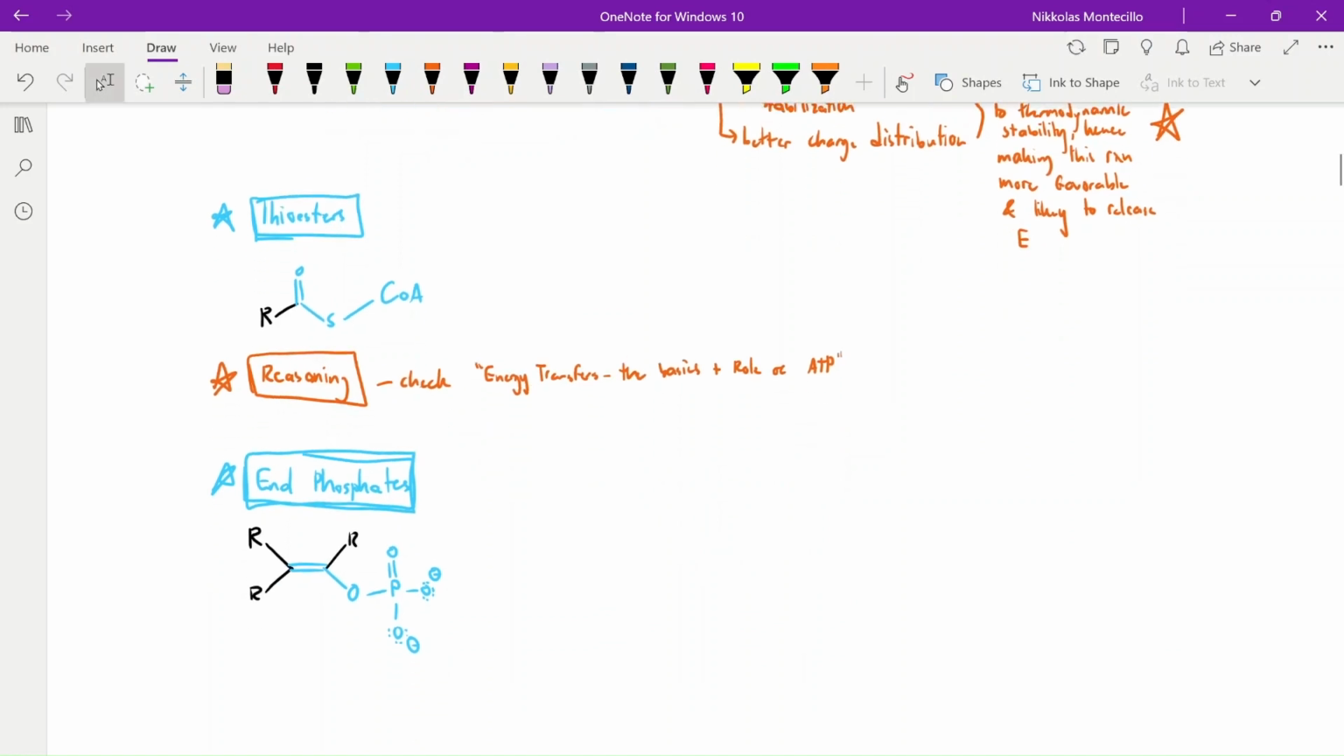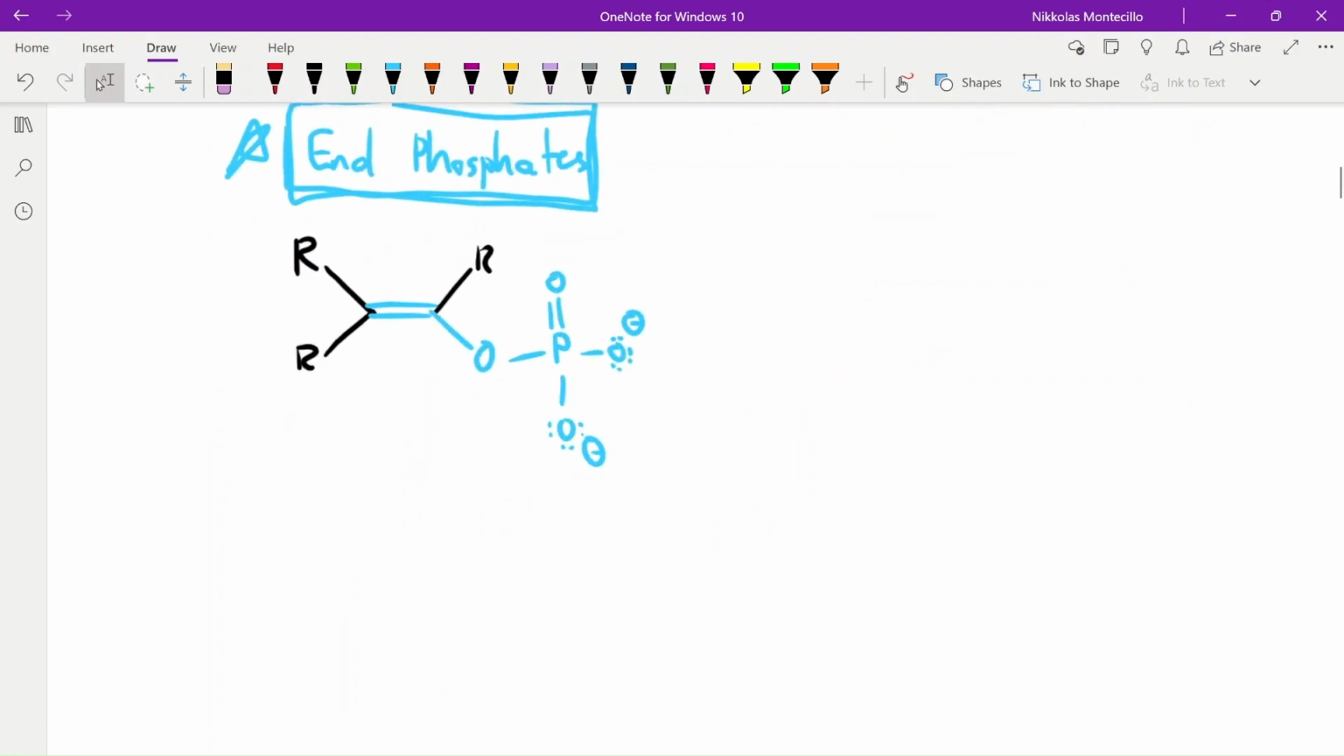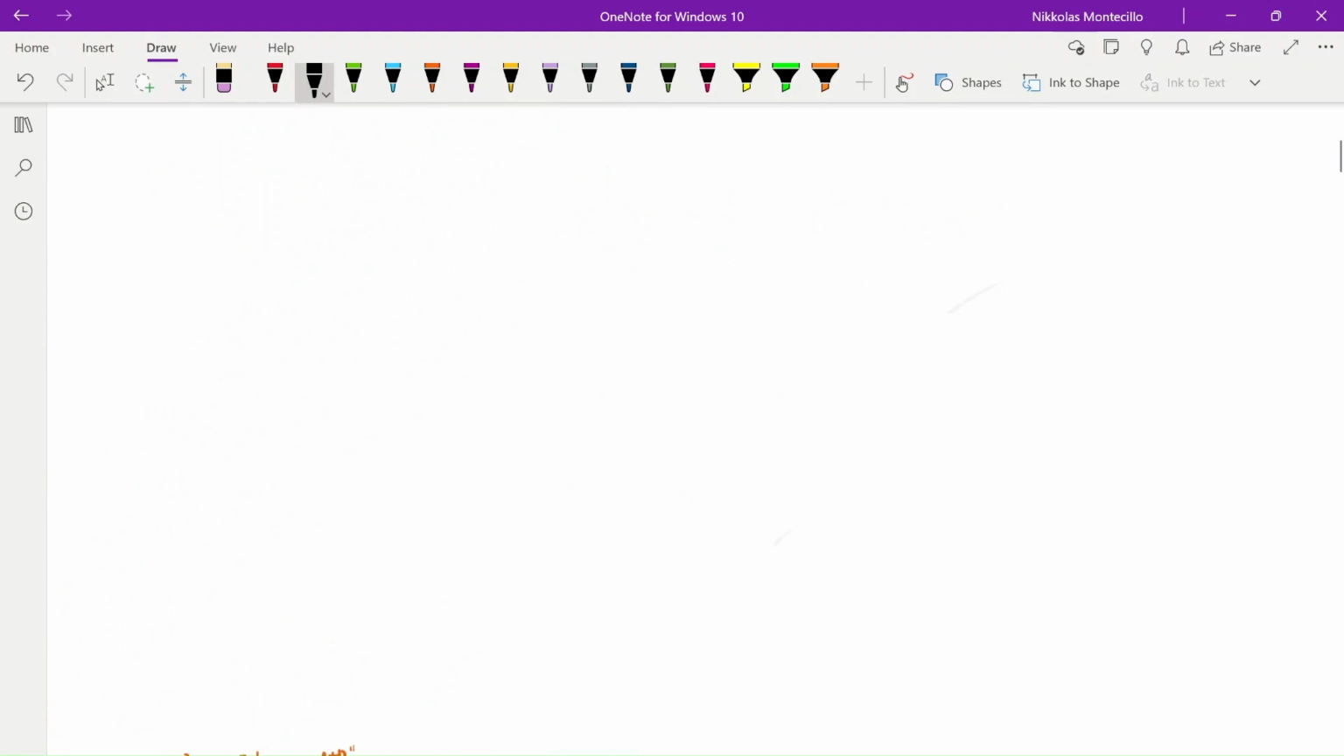And then lastly, the last high energy intermediate we want to consider here are enol phosphates. Just like enols, which are vinylic alcohols, which means an alcohol that's directly connected to a carbon that's participating in a double bond, enol phosphates are literally just phosphate groups attached to a carbon that's participating in a double bond. That's essentially what an enol phosphate is.